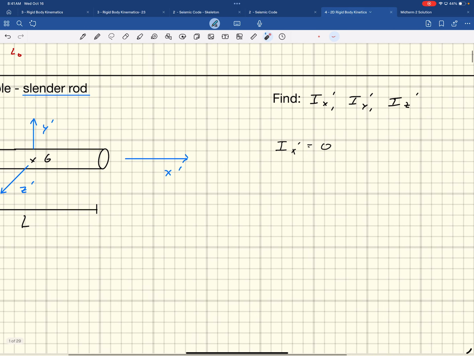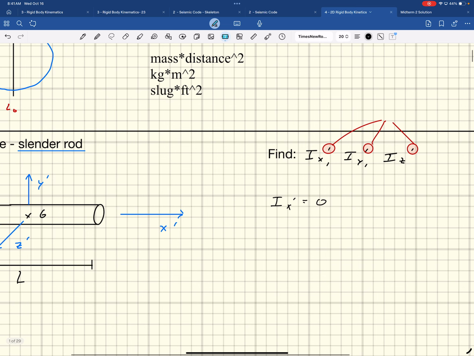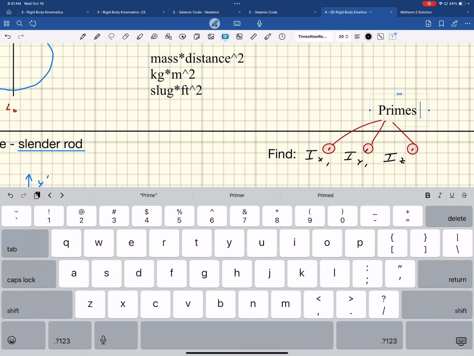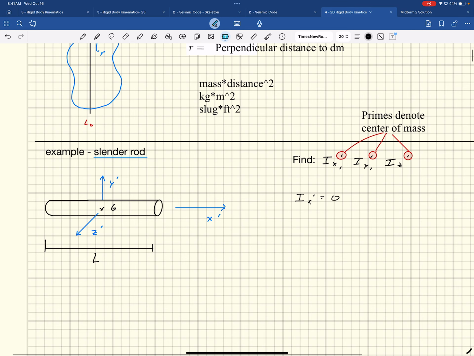Now, the other thing I wanted to mention, when you see these primes floating around, this is like the brotherhood of mechanists. When you see the primes, they denote center of mass. Because what we're going to calculate is the moment of inertia about the center of mass. The center of mass is right here. So when you see the primes, that's what it means.